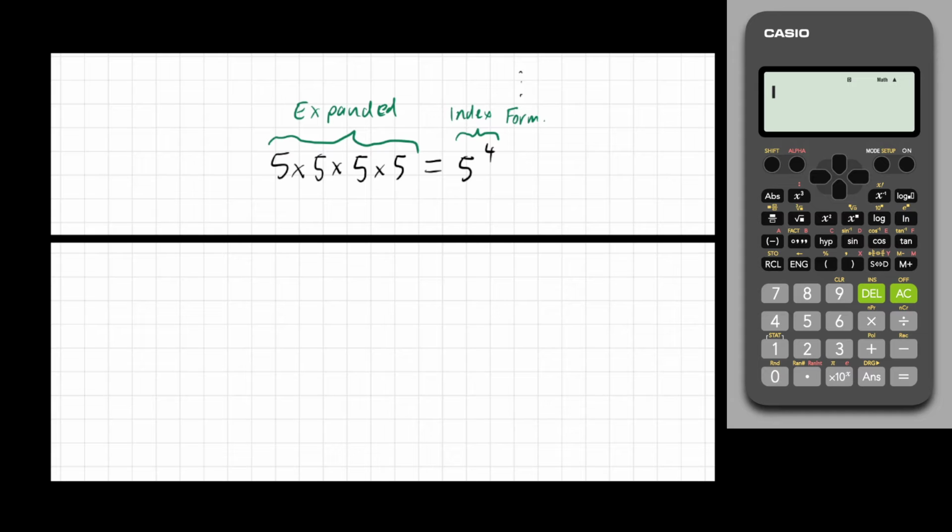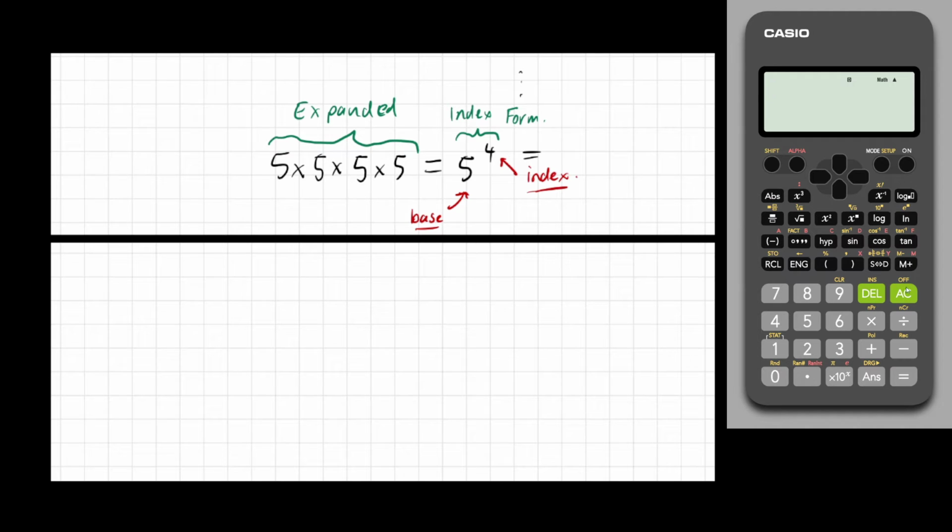Okay, so expanded form, if I ask you to write something in expanded form, that means I want all the numbers written out. And if I ask you to write something in index form, it means I want that big number to the power of how many there are. Now, some little key components. This 5 we call a base, okay? Because this base number is basically the number that we are multiplying. And then this small number up here we call the index. So this is our index up here. And so our index is how many times we're writing this out, basically.